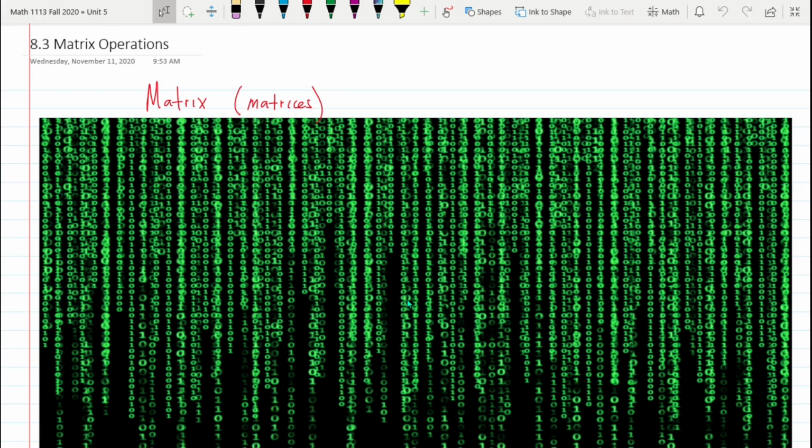In this video, we're going to talk about matrix operations. What is a matrix and what are some of the things you can do with matrices? And if you've never heard about the word matrix in a math context, then we're going to talk about it here.